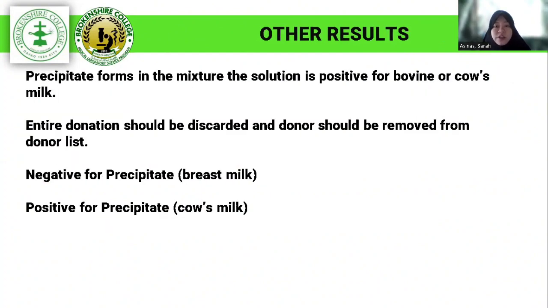So there's other results also that if there's a precipitation na nag-form, during the mixture of the solution that is positive for bovines or cow's milk. So the entire donation should be and must be discarded, and donor should be removed from the donor list. So, if negative ang iyahang precipitation, it is for breast milk, and for cow's milk, positive ang iyahang precipitation.